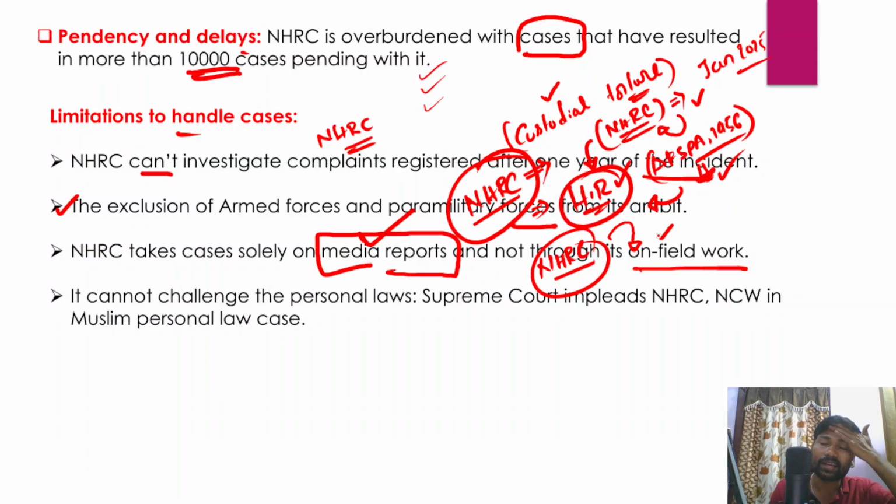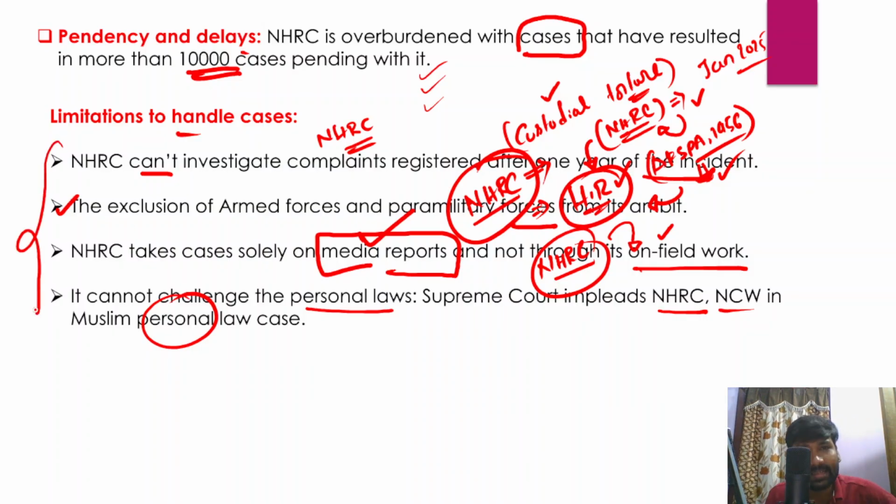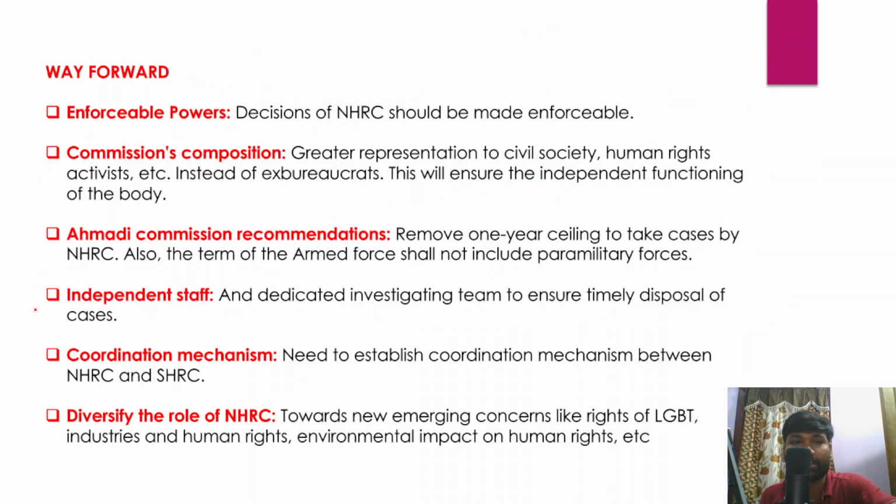And human rights awareness is also another very important aspect that it should focus on. And it cannot challenge the personal laws, right? So for example, the Supreme Court impleads the National Human Rights Commission and the National Commission for Women in the personal law case of Muslims, right? So these are all considered as serious limitations that the National Human Rights Commission has been facing.